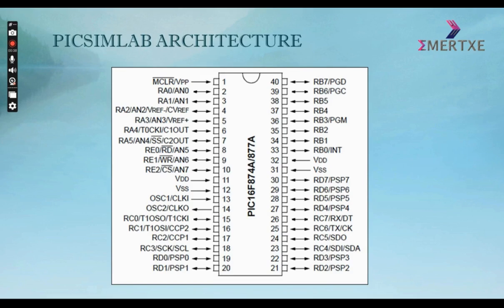It contains 16 LEDs, 8 LEDs in port D and 8 LEDs in port B. Port A consists of 6 pins, RA0 to RA5. Port B consists of 8 pins, RB0 to RB7. Port C consists of 8 pins, RC0 to RC7. Port D consists of 8 pins, RD0 to RD7. Port E consists of 3 pins, RE0 to RE2.